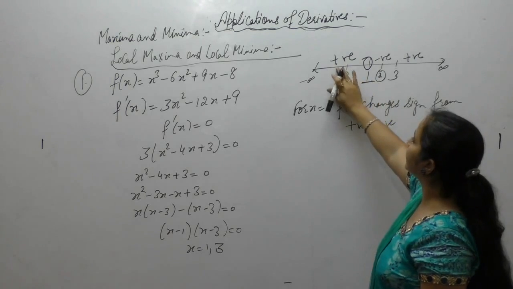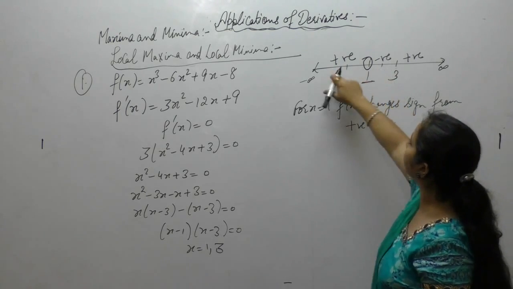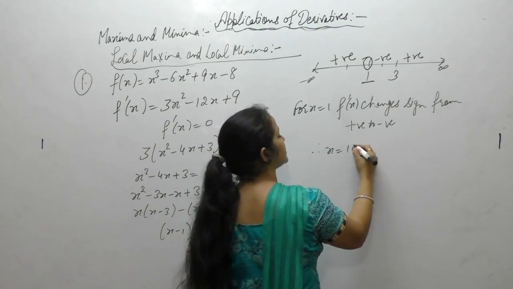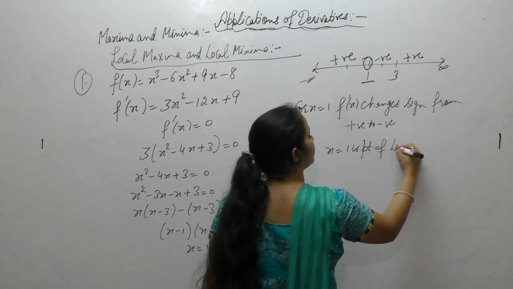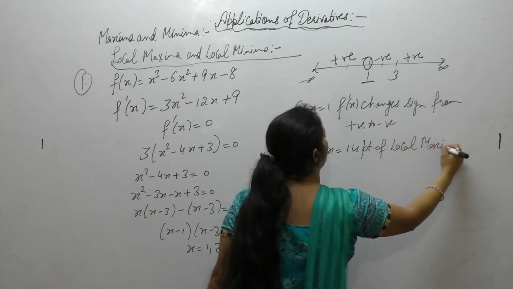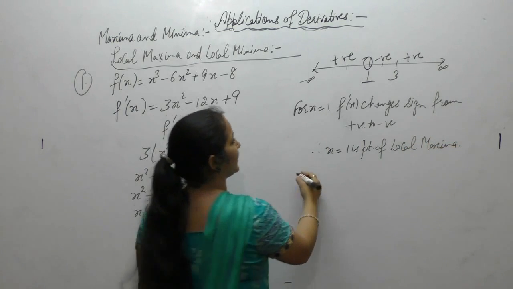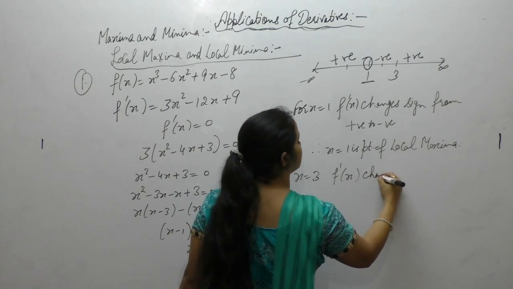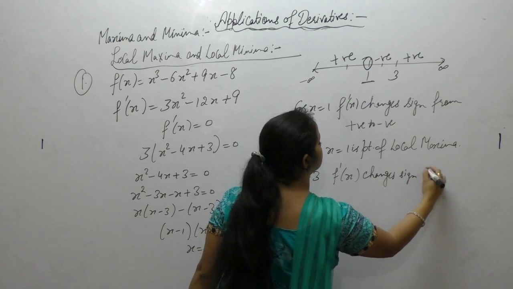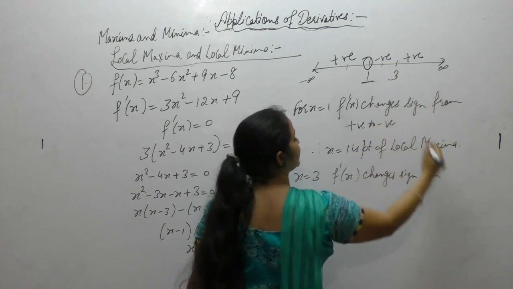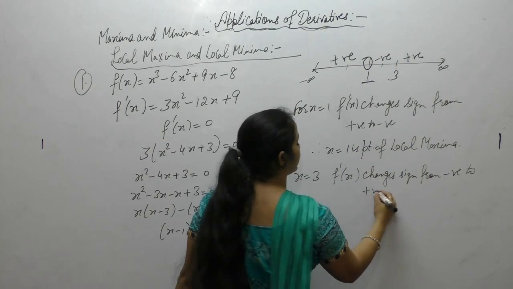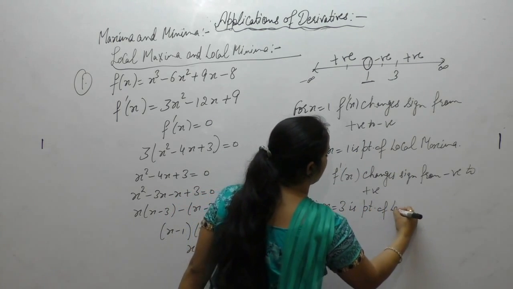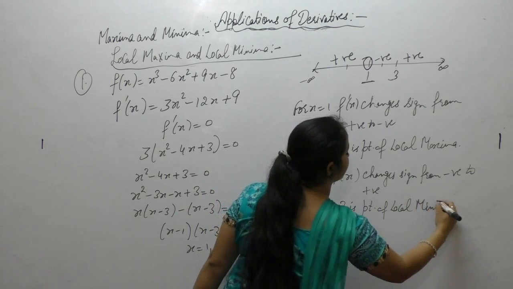x 1 के लिए फंक्शन f dash x is changing sign from positive to negative. Therefore, x equals 1 is the point of local maxima. Clear? And for x equals 3, f dash x changes sign from negative to positive. Therefore, x equals 3 is the point of local minima.